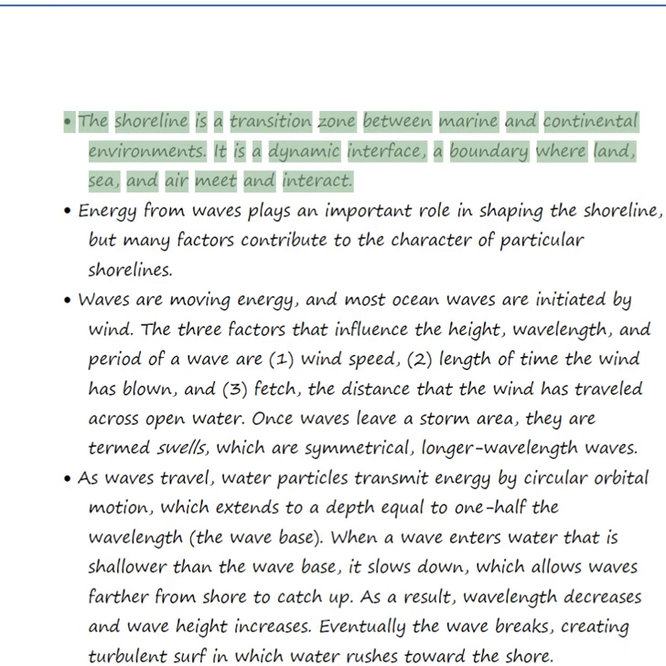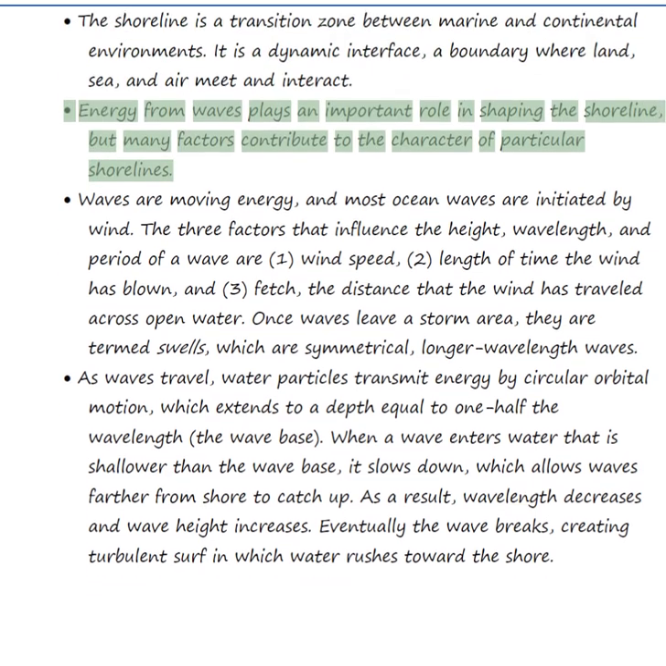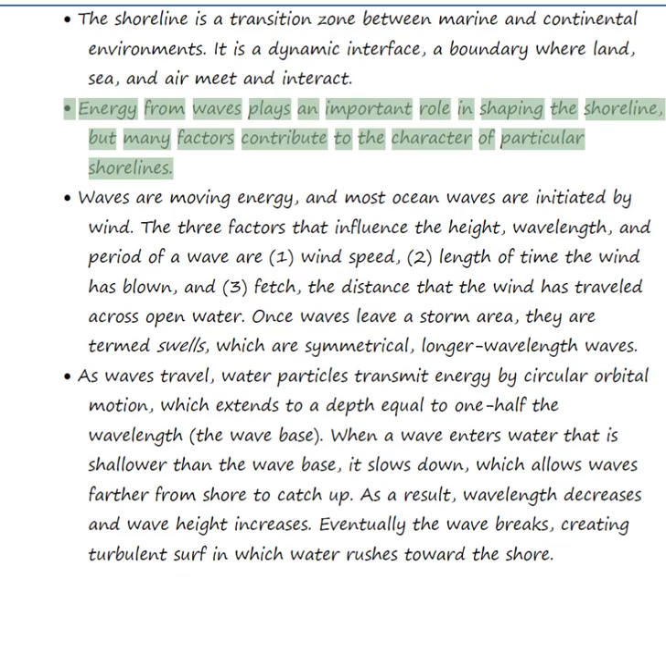The shoreline is a transition zone between marine and continental environments. It is a dynamic interface, a boundary where land, sea, and air meet and interact. Energy from waves plays an important role in shaping the shoreline, but many factors contribute to the character of particular shorelines.